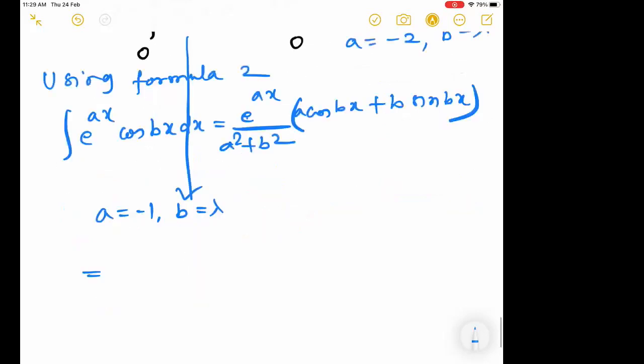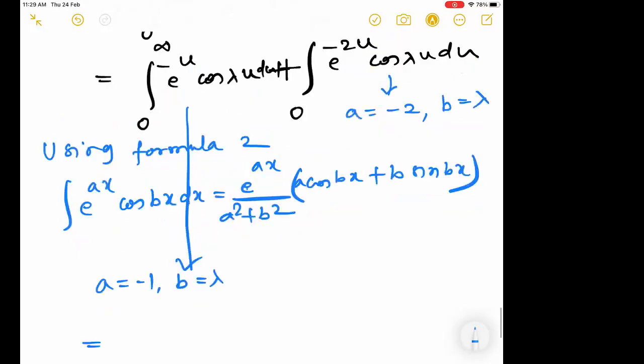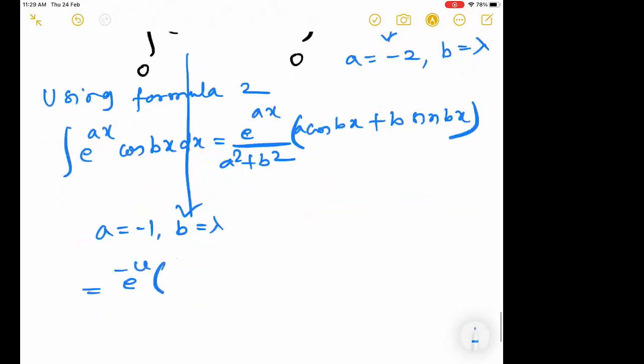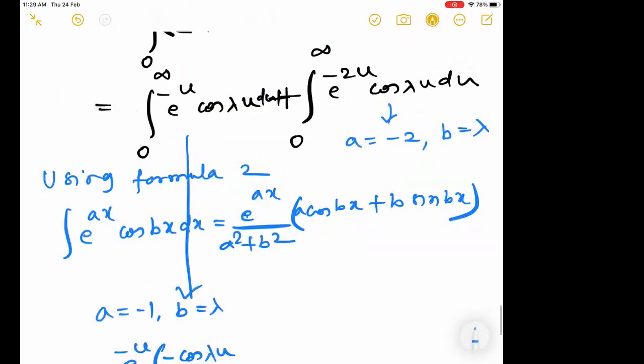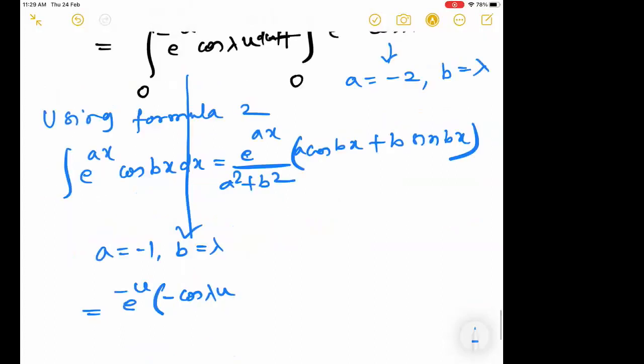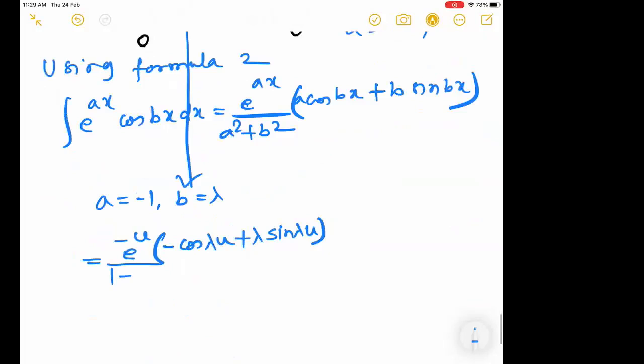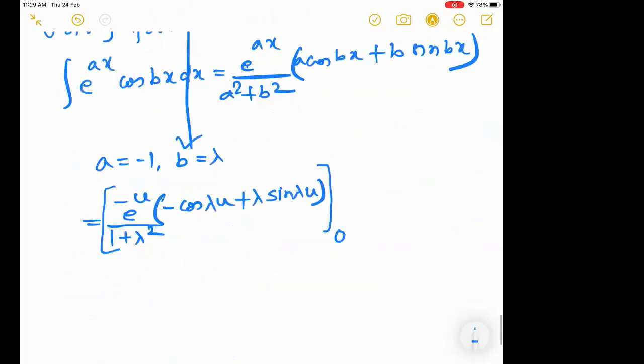Therefore, the first integral answer is e raised to minus u into (minus cos of lambda u plus lambda sin lambda u), divided by a square plus b square, so that is 1 plus lambda square. And since it is a definite integral, we have to put the limits 0 to infinity: wherever there is u, upper limit infinity, lower limit 0. This is the first integral answer.